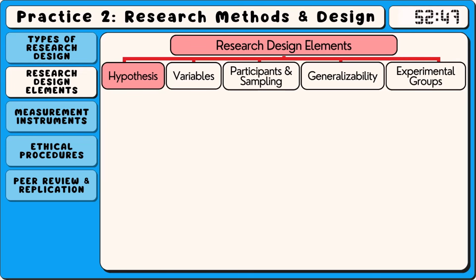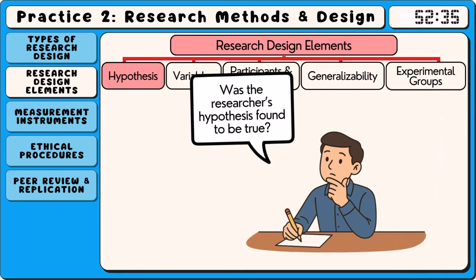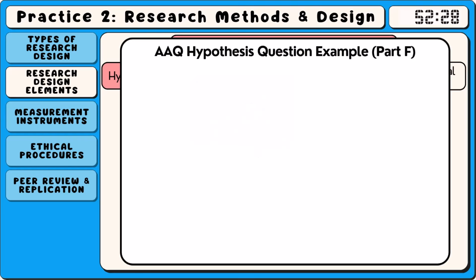Okay, so let's see how you need to apply this in the exam. In Part F of the article analysis question, you will be expected to explain how at least one of the research findings supports or refutes the researcher's hypothesis. In other words, you're being asked to state whether the researcher's hypothesis was found to be true. Let's look at an example.